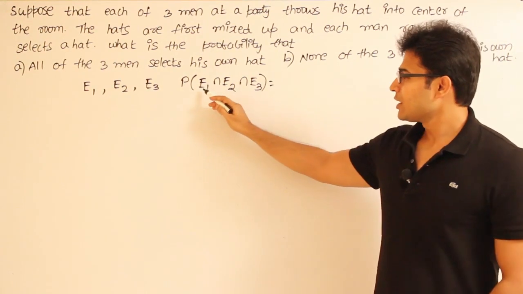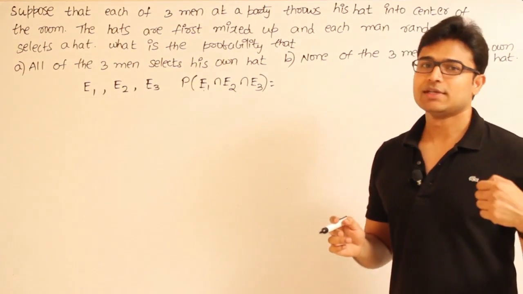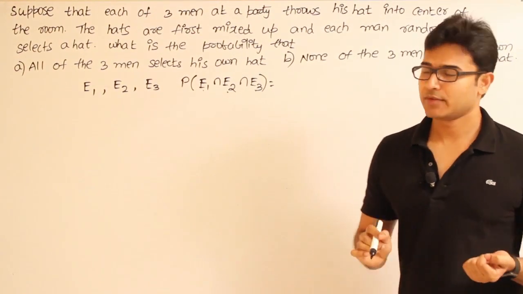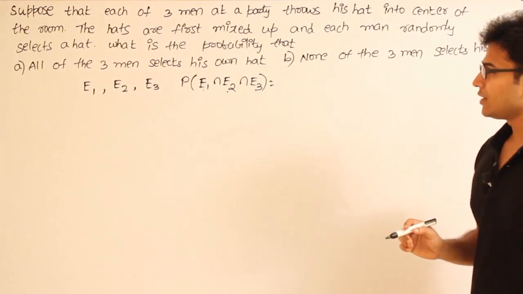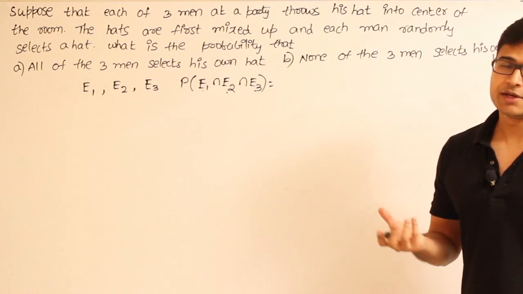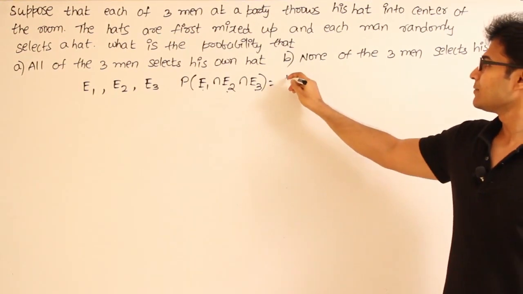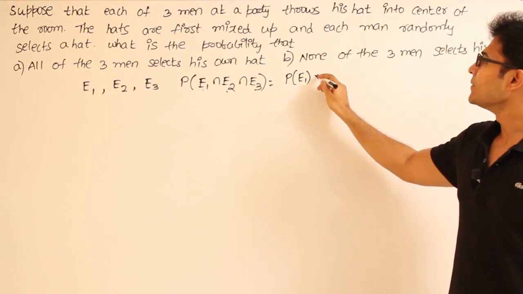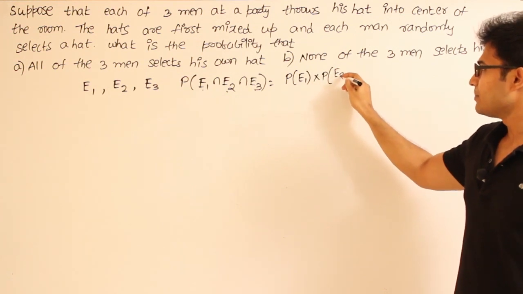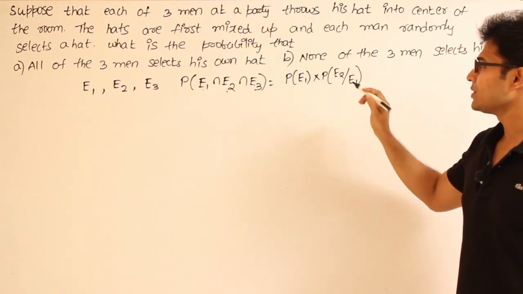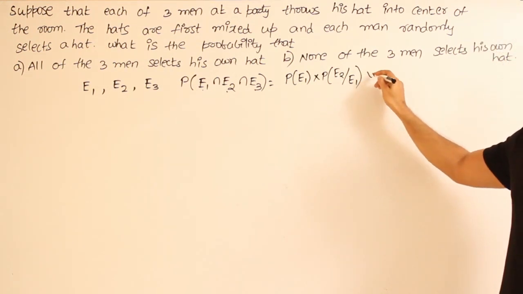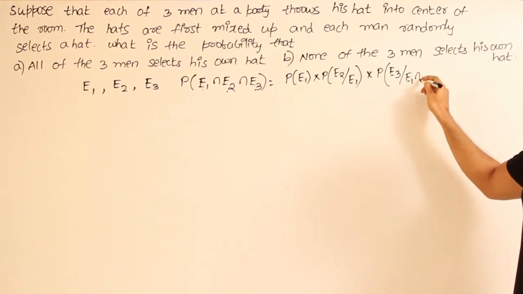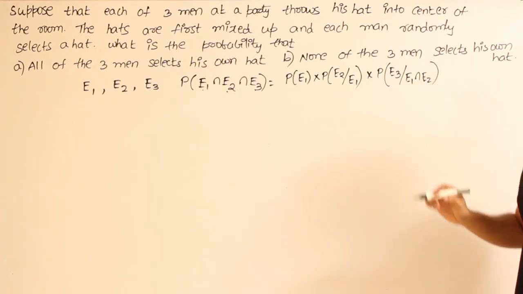Now what is it that we want to find out? E1, which means the first person has to pick his own hat, and the second person has to pick his own hat, and the third person has to pick his own hat, right? See this. Now we have already seen how to write this in the multiplication theorem, or the chain rule. It is equal to the probability that the first person will pick his own hat, and then the probability that the second person will pick his own hat given that the first person has picked his own hat, and then the probability that the third person will pick his own hat given that the first and second persons have picked up their own hats.